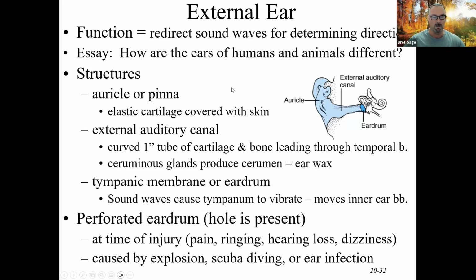What are some of the structures? The auricle or pinna is the thing that sticks out the side. It contains elastic cartilage covered with skin. Flexibility means that if you're sleeping on it or press against it, it's not going to break. It's a fragile structure, so elasticity is key.